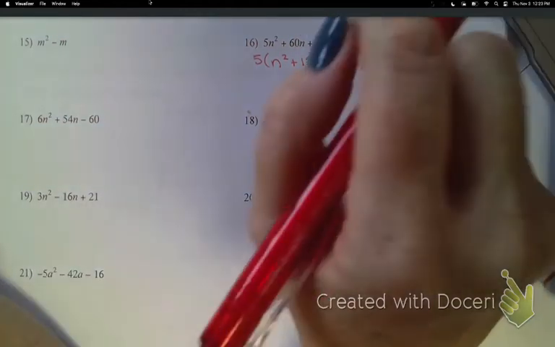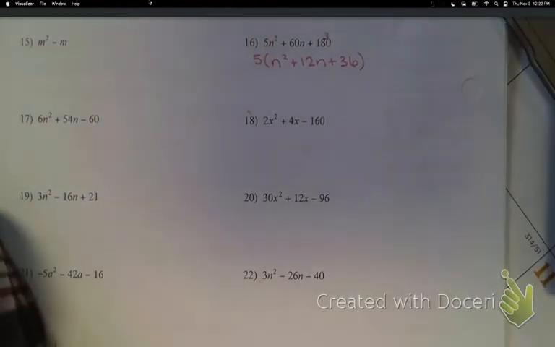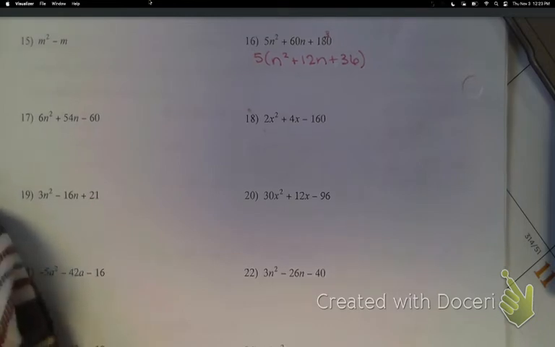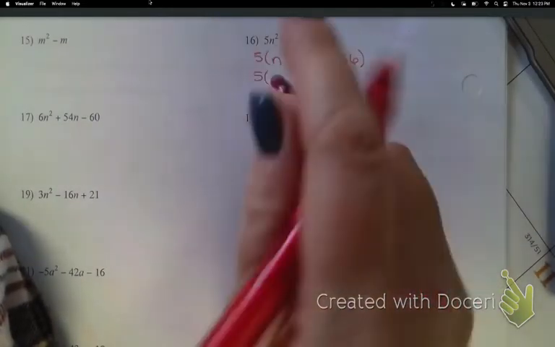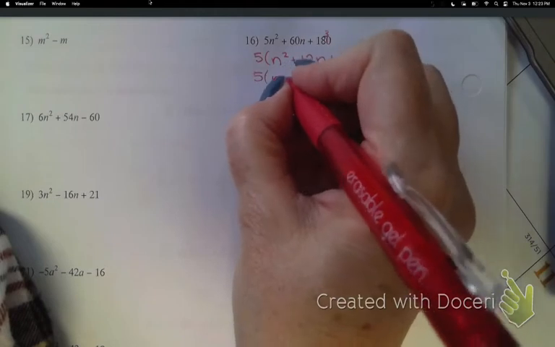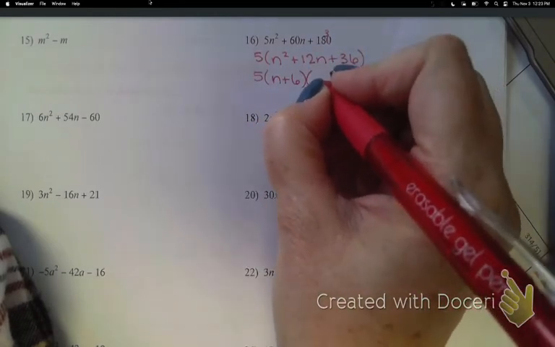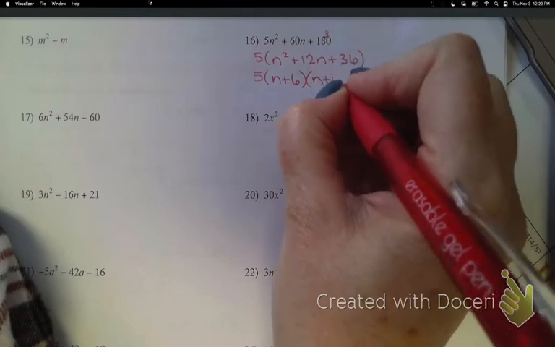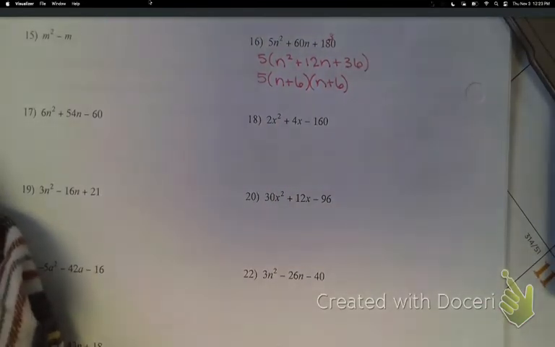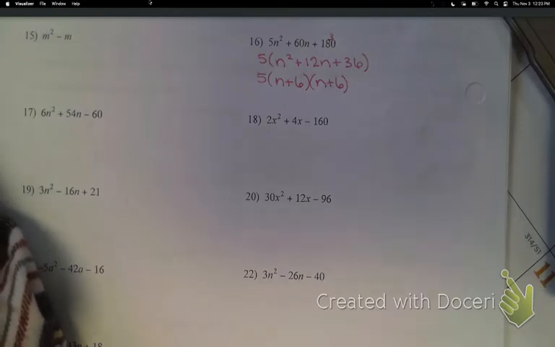And then you got to tell me why it's special. Because it's a special case, too. Gracie, do you have the answer or why it's special? I have the answer. Okay, what do you got? 5, and then inside the parentheses n plus 6, and then n plus 6. You could just say quantity n plus 6, or just n plus 6 times n plus 6, because we know we're doing quantities. Did you guys get that?